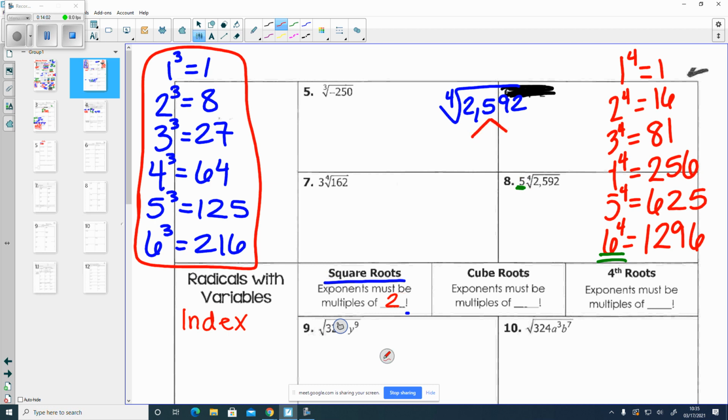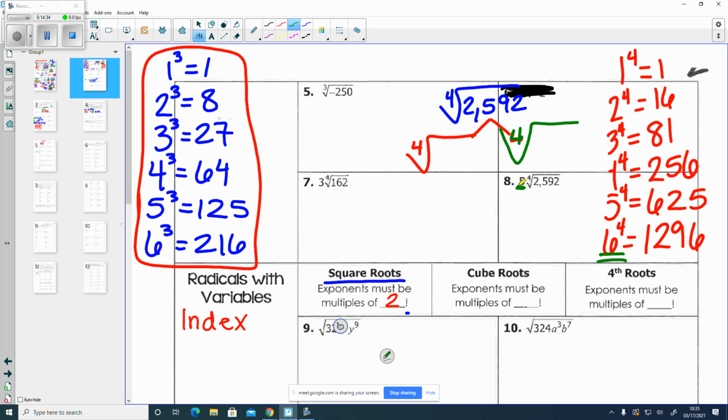We still want to factor this. But now, instead of using my cubic list, I want to use my 4th root list, okay? So 1 to the 4th is 1, 2 to the 4th is 16. So we have this list going on. Can we divide any of those numbers into 2,592?